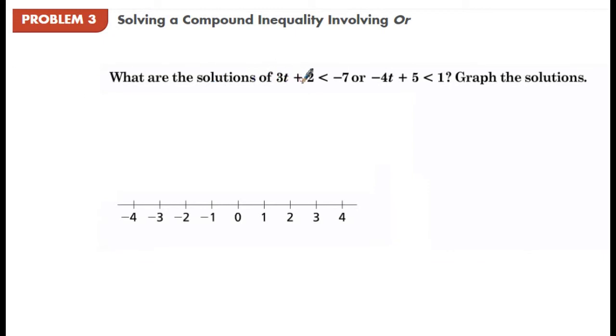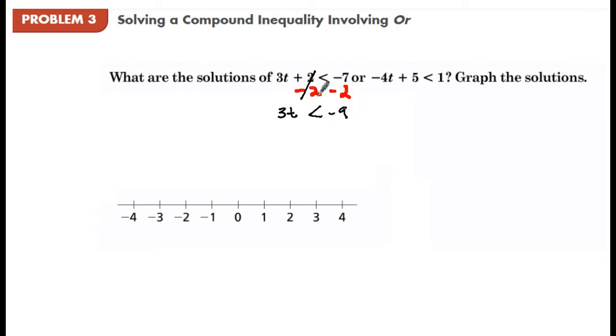I have 3t plus 2 is less than negative 7. I'm going to solve this equation first, so I'm going to focus on this one right here. The thing to do is to get rid of this 2. So I'm going to subtract 2 on both sides, and I'm left with 3t, and then these cancel, and it's less than negative 9.